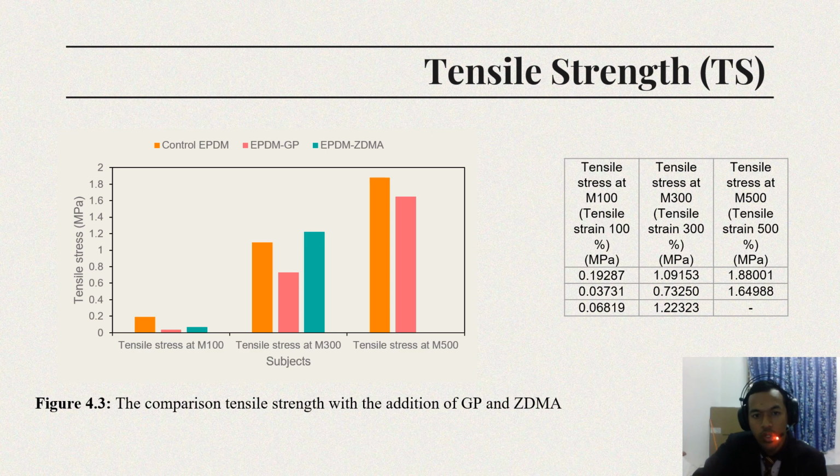Figure 4.3 shows the full data comparison of tensile strength with the addition of GP and ZDMA. At tensile stress at M100, the GP and ZDMA still give the lowest value compared to the control EPDM. But at M300, ZDMA gives the highest tensile stress compared to the control EPDM and EPDM with GP. At M500, the value of tensile stress of EPDM with ZDMA becomes undefined as the sample already broke at that position.